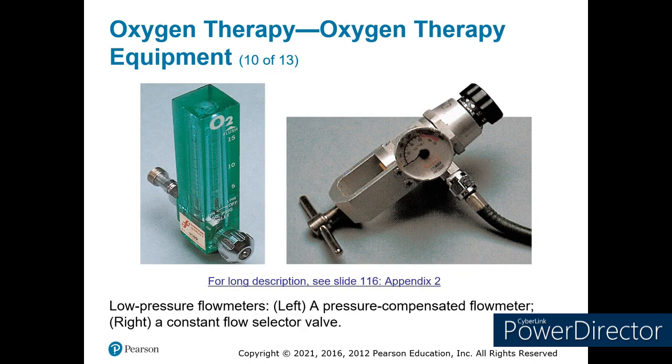Here's kind of a little description of both of them. The one that's the green block is what you'll see in the ambulance or in the hospital. There's a little ball that goes up, and you use that to gauge how much oxygen you're putting through. The one on the right is typically the one we have in our bags, and you just dial up what you need.